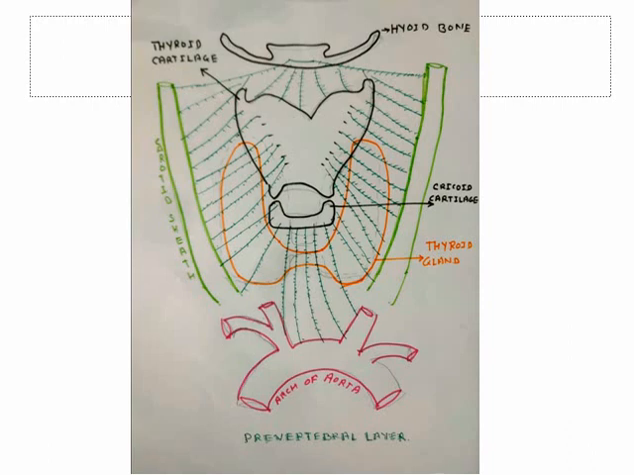So if there is any swelling in the neck, how can we identify whether it is a swelling of the thyroid gland? Ask the patient to swallow. If the swelling moves with the swallowing, then we can say that it may be due to the thyroid gland.